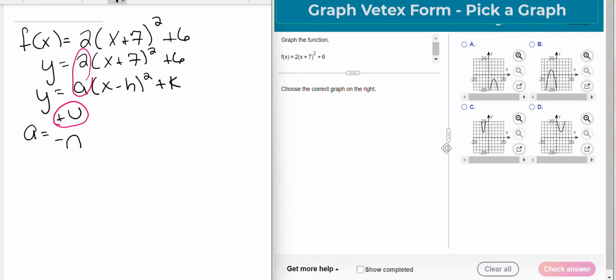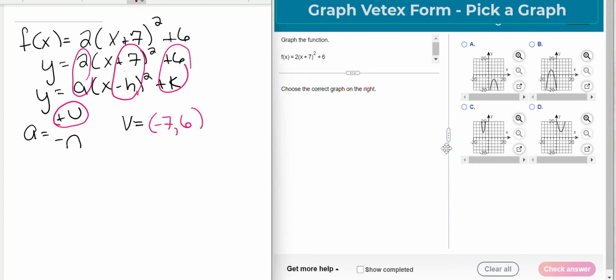Let's look at our vertex now. So the vertex, now I'm going to circle my H. Remember, it's the opposite of what we see. So we see a positive 7. Our H is a negative 7. And our k is just 6. So our vertex is (negative 7, 6).